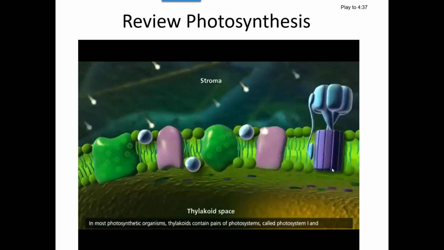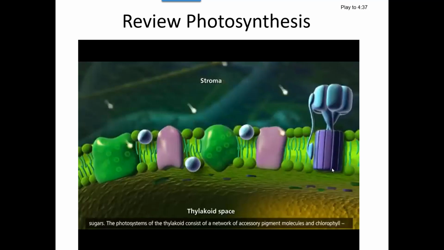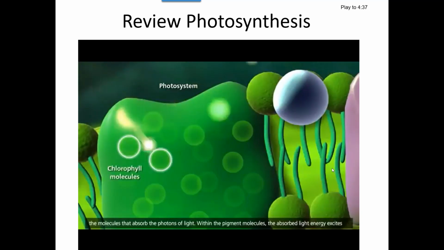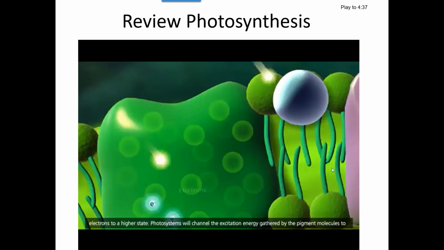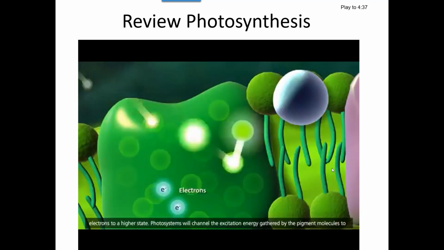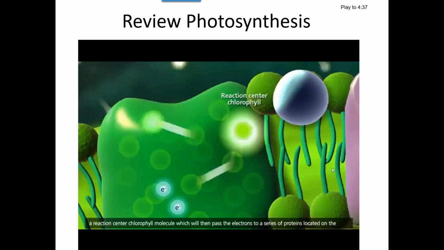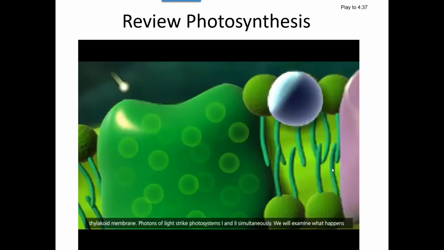In most photosynthetic organisms, thylakoids contain pairs of photosystems, called photosystem 1 and photosystem 2, that work in tandem to produce the energy that will later be used in the stroma to manufacture sugars. The photosystems of the thylakoid consist of a network of accessory pigment molecules and chlorophyll, the molecules that absorb the photons of light. Within the pigment molecules, the absorbed light energy excites electrons to a higher state. Photosystems will channel the excitation energy gathered by the pigment molecules to a reaction center chlorophyll molecule, which will then pass the electrons to a series of proteins located on the thylakoid membrane.